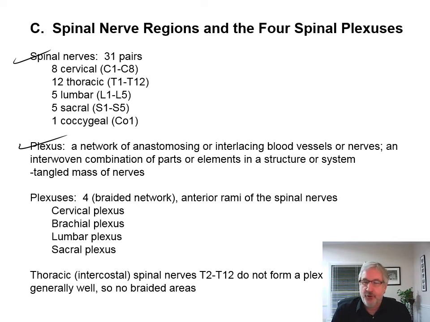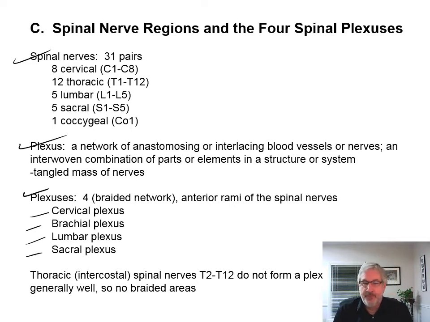We're going to talk about the nerve plexuses in this next segment. They're interwoven, so these nerve fibers come out, and then they join. Then another nerve fiber may come together and join with it, and then it may split off again. That's what anastomosing means: it comes together and then splits off again. The plexuses are a braided network. These are all from the anterior or ventral rami of the spinal nerves, and you have 4 plexuses that we're going to talk about: the cervical plexus, brachial plexus, lumbar plexus, and the sacral plexus.